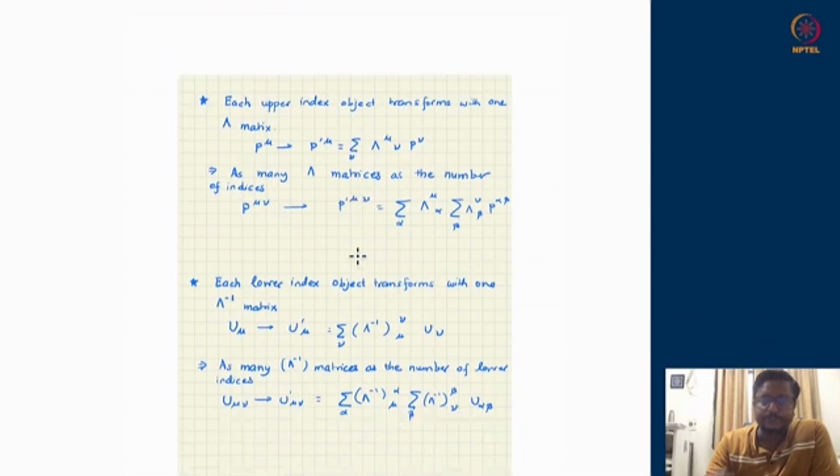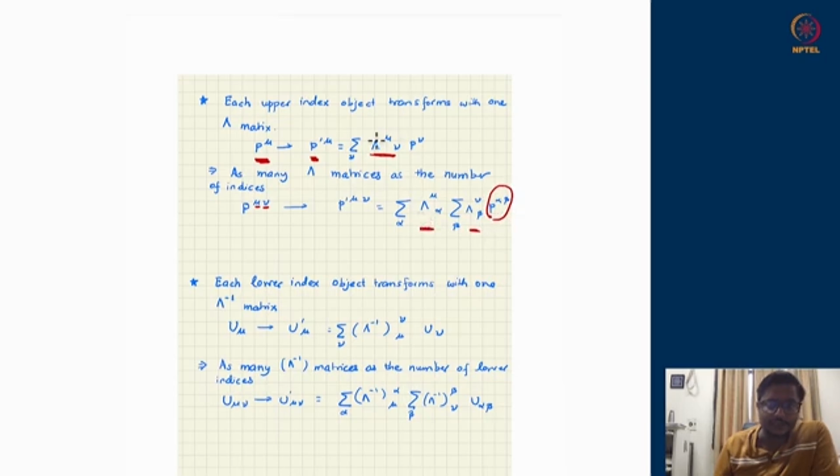Let us see one example. Suppose there is an upper index object p mu. What should be its new version in a new inertial frame? It should be p primed mu, and since it has an upper index, it should transform with a matrix lambda multiplication. Similarly, if there is a 2-index object which has 2 upper indices, call it p mu nu, each upper index will bring in 1 lambda. So in a new inertial frame, p primed mu nu will be obtainable from the previous p through 2 lambda multiplications.